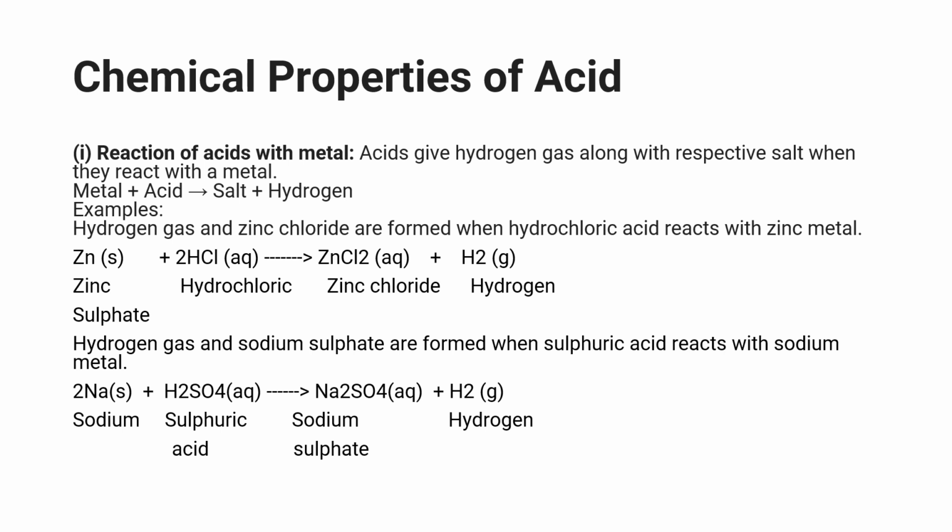Zn plus 2HCl gives ZnCl2 plus H2. Hydrogen gas and sodium sulfate are formed when sulfuric acid reacts with sodium metal. 2Na plus H2SO4 gives Na2SO4 plus H2.